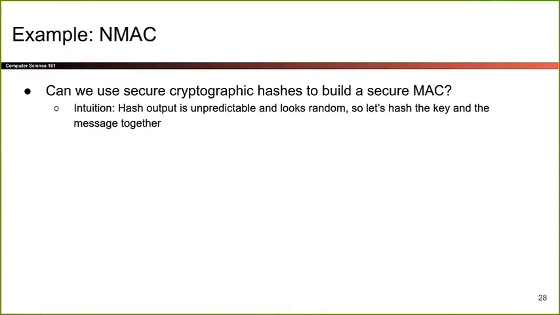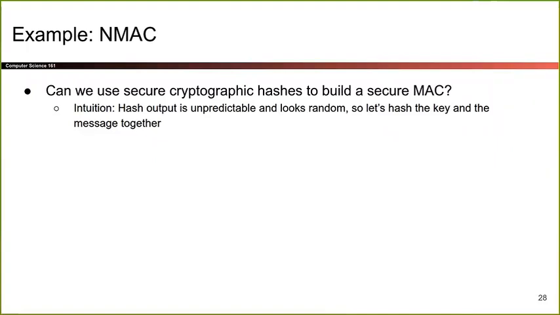So here's one. It's called NMAC. Again, the intuition is, we talked about hashes. Hashes look random. If you don't know the input, the output just looks unpredictable and random. So instead of just hashing the message, let's hash the key and the message together, and the output is the MAC.